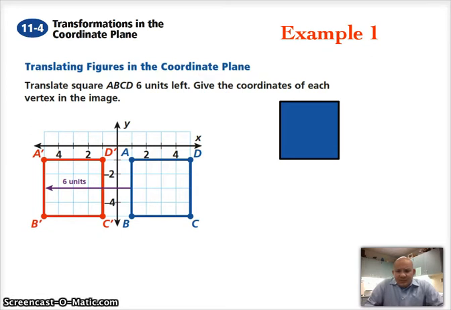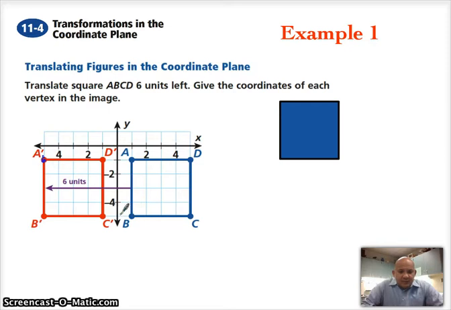When we translate something, the easiest way to do it is not by physically moving the square, of course, but physically moving the vertices, the corners of this square. Here we have A, and this is 1, -1. And we know we're going to move it 6 units over to the left. We move it 1, 2, 3, 4, 5, 6, and we go ahead and make that dot.